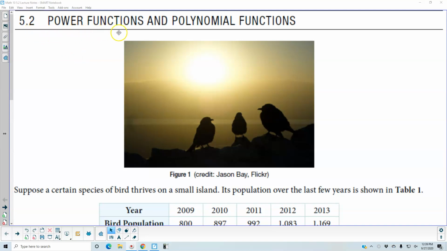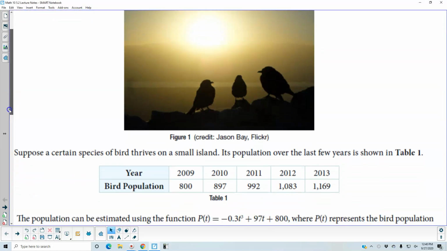Section 5.2, Power Functions and Polynomial Functions. Suppose that a certain species of birds thrives on a small island. Its population over the last few years is shown in Table 1.